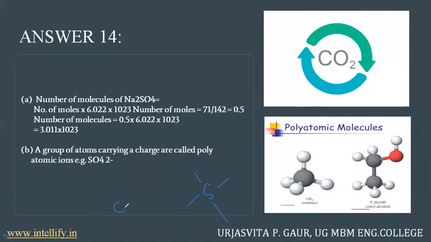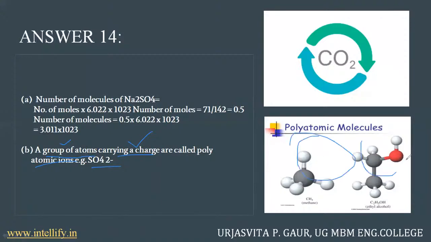And then in this case of methane or CH4, you have a carbon that has been joined to 4 other hydrogen atoms. This is also polyatomic. When you have a group of atoms which have been put together and they have a charge, it's called a polyatomic ion. Polyatomic because it has a group of atoms, and ion because it carries a charge like SO4 minus 2. So these are polyatomic molecules.